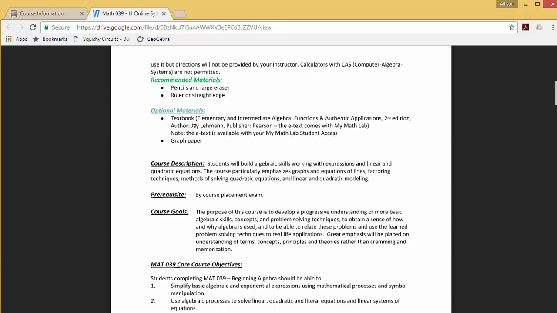We do list the textbook as optional. It's not recommended that you purchase it because it is available through MyMathLab in the e-text. However, some students prefer to have a paper text to flip through, and if that is you, then there's the information for the book, and you can pick that up either at the bookstore or online.